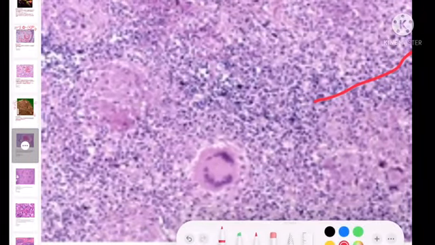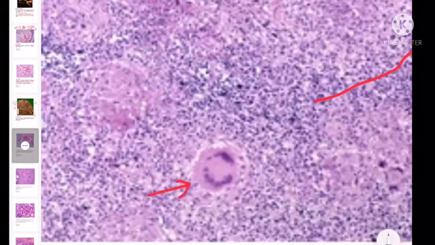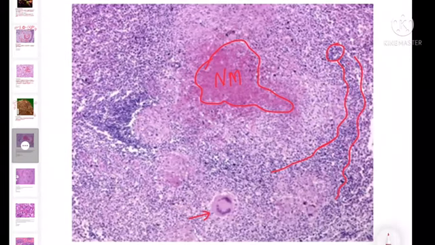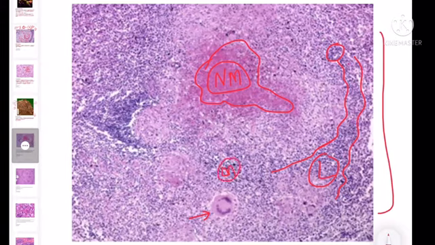Which type of giant cell? It's a Langhans giant cell or horseshoe giant cell. And what does the whole thing mean? Necrotic material, lymphocytic infiltrations, a lot of macrophages, giant cell. So this is the TB granuloma. So what is TB granuloma?